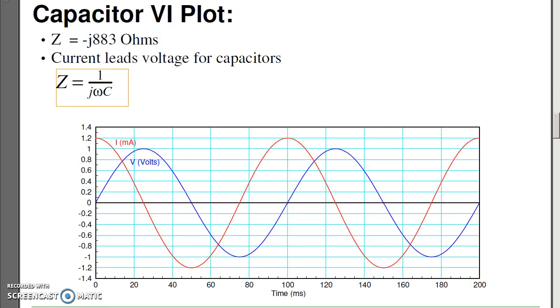What that looks like in terms of voltage and current: if I have a voltage, the blue line, the current will be J omega C times the voltage. 1 over J is minus J, or minus 90 degrees. From V equals IR, the voltage is 90 degrees behind the current. Voltage lags current, or current leads voltage, for capacitors.